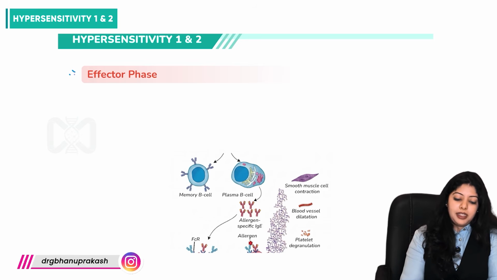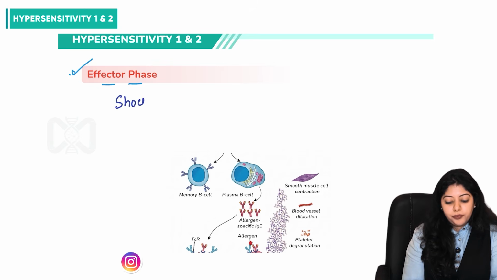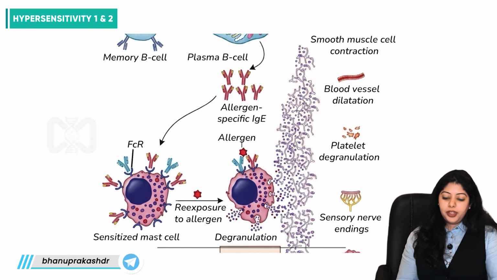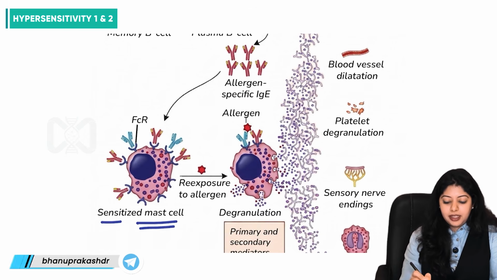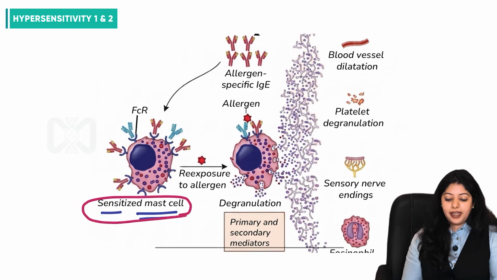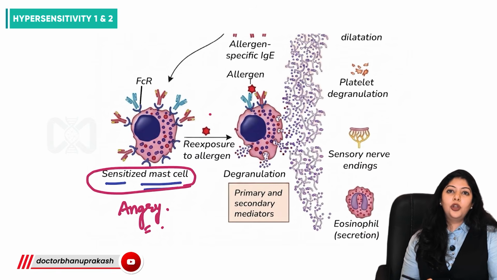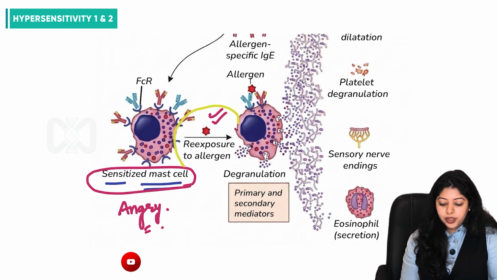Now, since the mast cell is already angry, in the effector phase the dose name is going to be the shocking dose. Shocking dose, right? So let us see this again with the help of the same diagram. So now we have the sensitized mast cell, which is really angry. And then comes the second exposure of the same allergen. It is the re-exposure to the same allergen.